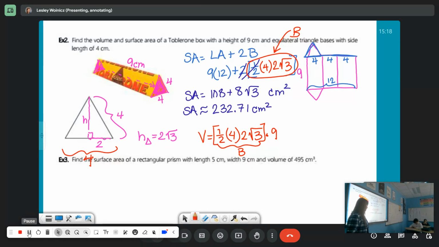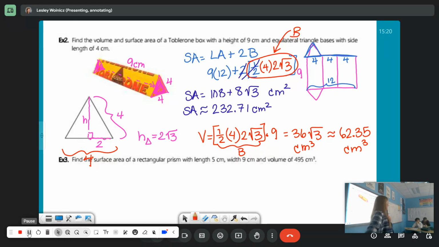I'm getting 36√3. So approximately 62.35. Thank you. And this will be centimeters cubed. Okay, questions? All right, here we go.